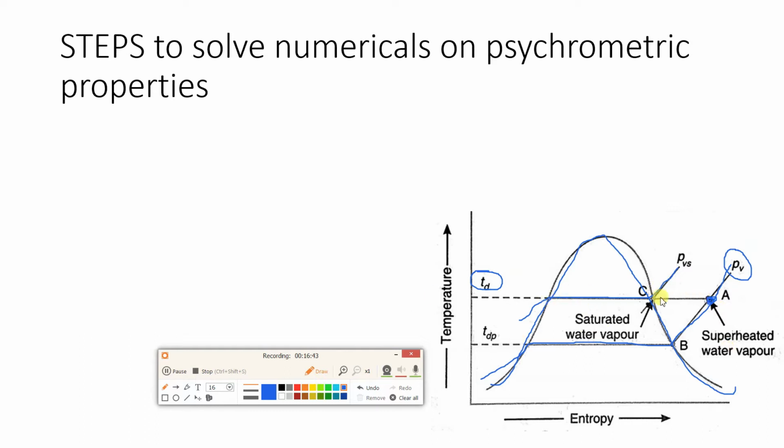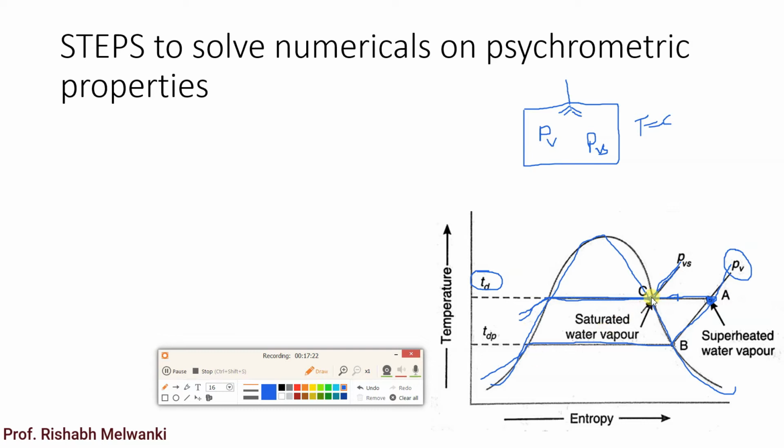So whenever we see this PV value at the dry bulb temperature, point A air is in a superheated water vapor condition. Now if at constant temperature we go on adding moisture, we will reach point C. Initially the partial pressure of water vapor is PV. At constant temperature, we go on adding moisture in the room. So what will happen? The partial pressure of water vapor will finally reach PVS, the saturation condition. So that is this PVS. Okay, now at this point we have reached.